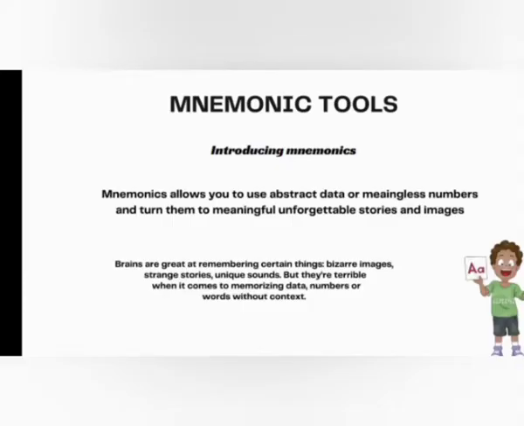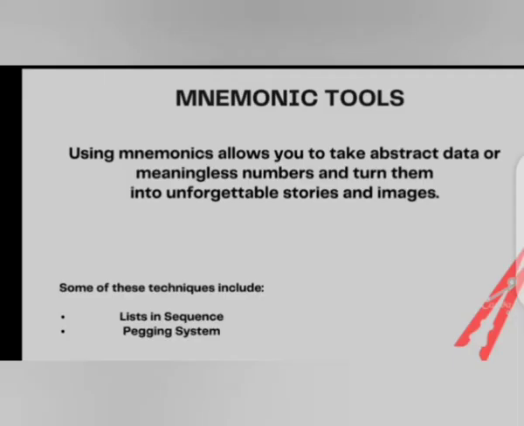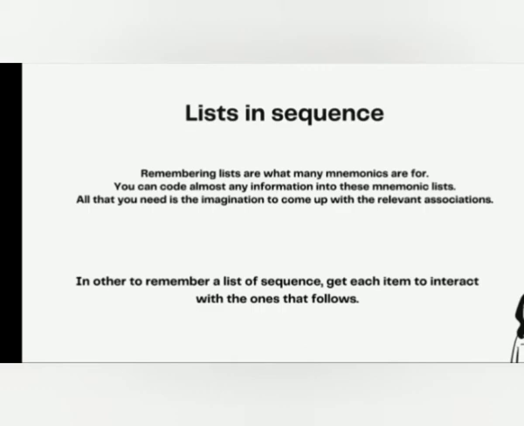Now, on to mnemonic tools. Mnemonic tools allow you to use abstract data or meaningless numbers and turn them into meaningful stories or unforgettable images. Now, our brain is good at storing information with these abstract data or stories or images, and that's why it's an effective strategy to improving your memory. Some of the techniques under these mnemonic tools are lists in sequence and a pegging system. Mnemonics are very good for lists, and with this technique, you can code a lot of information and retrieve it when you need to.